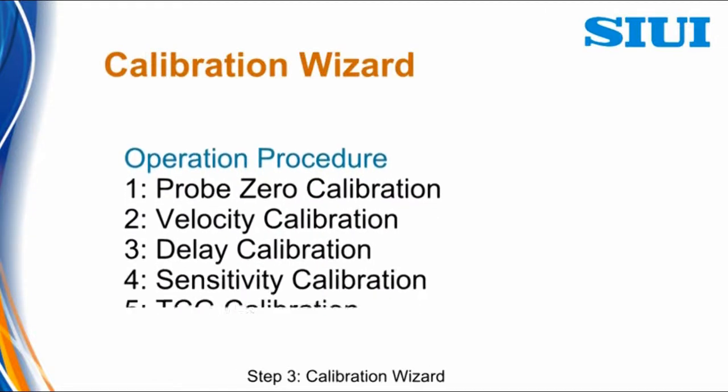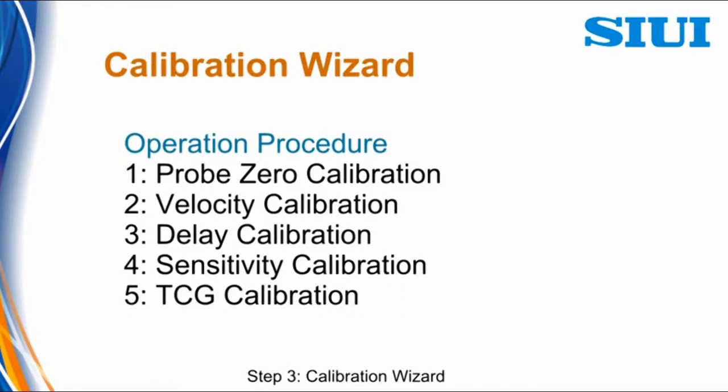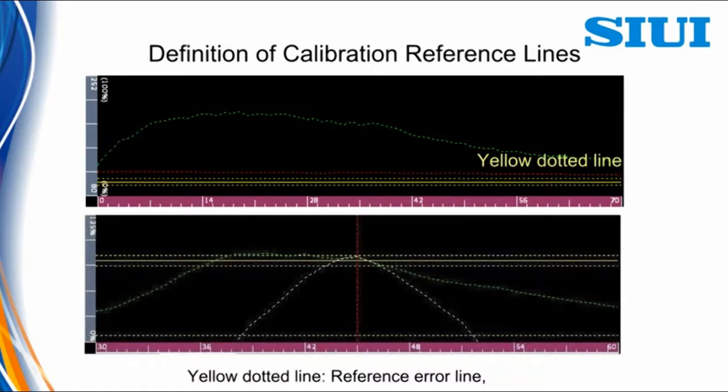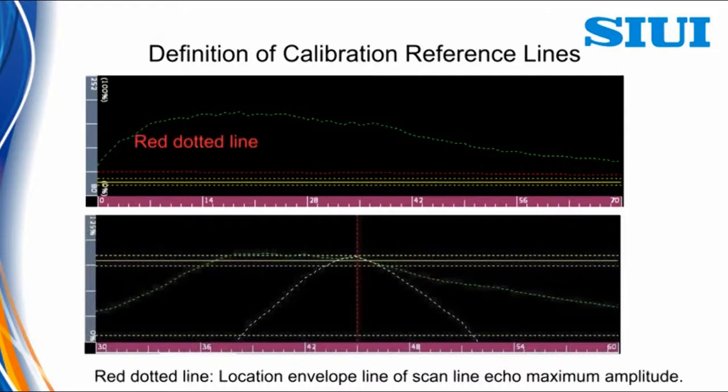Step 3. Calibration Wizard. Definition of calibration reference lines. Yellow dotted line, reference error line, indicating reference error after completing the calibration.